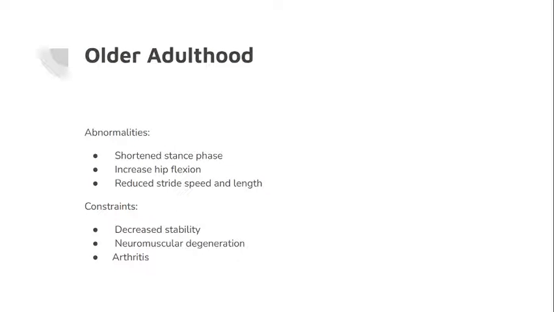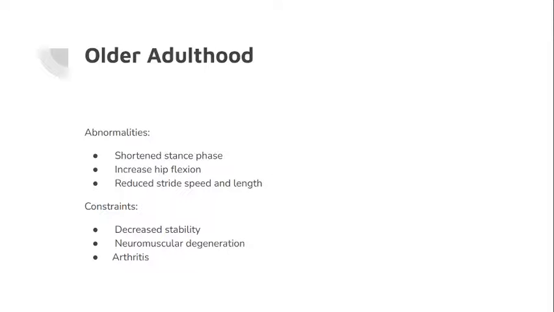Abnormalities, of course, we got the shortened stance phase, so that antalgic gait pattern we were talking about earlier. You got that limp. Right, we got increased hip flexion, so the hips are bent over. And then we got the reduced stride speed and length. So they're not going to step as far, and they're not going to step as quickly. They're not going to finish the cycle as quickly as a normal adult or a younger adult.